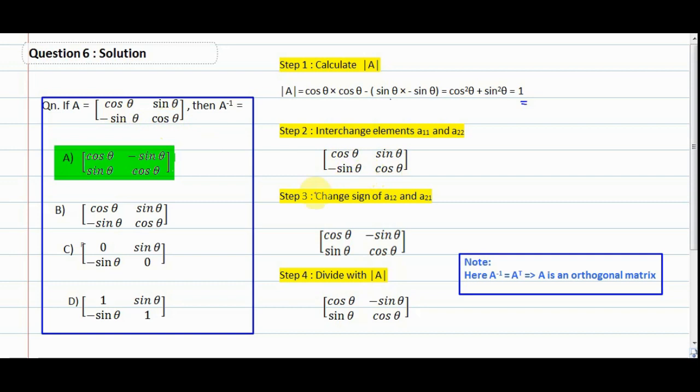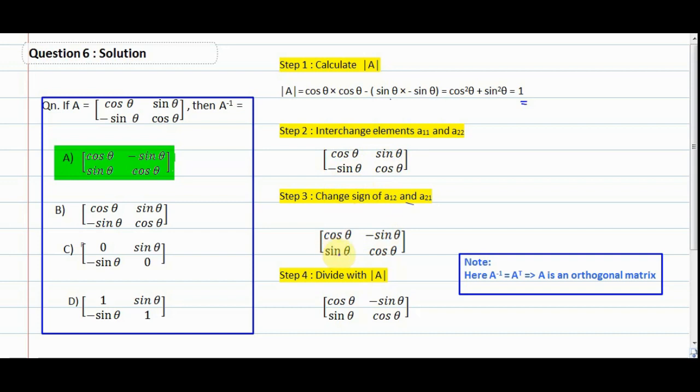Okay, now step 3 is to change sign of A12 and A21, that is changing the sign of off diagonal elements. So here we have plus sine theta, that becomes minus sine theta. Here we have minus sine theta, and that becomes plus sine theta.